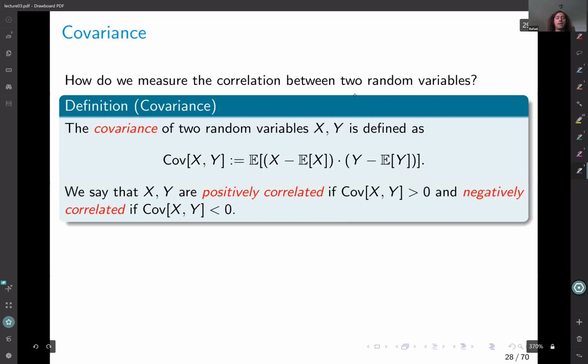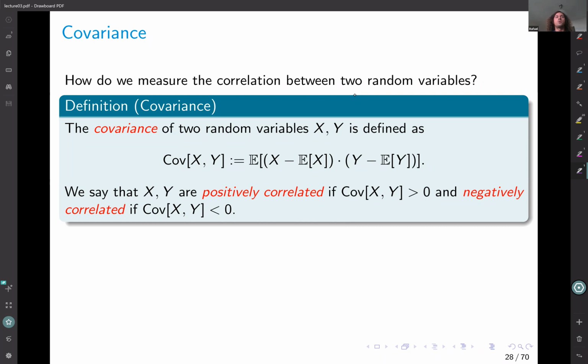Well, one way to measure the correlation between two random variables is the covariance. The covariance of two random variables is just defined as the expectation of the product of the random variables x minus ex and y minus ey. We say that x and y are positively correlated if the covariance of x and y is greater than 0, and negatively correlated if it is less than 0.